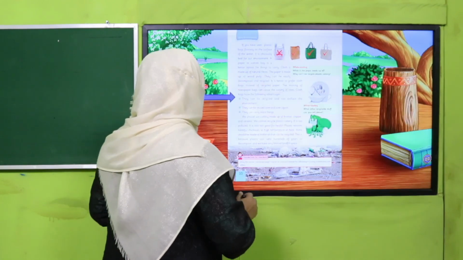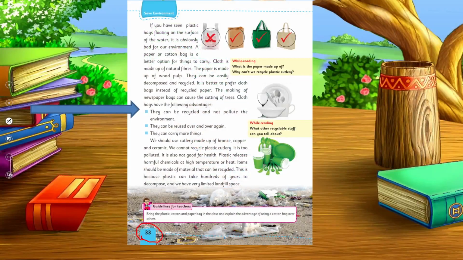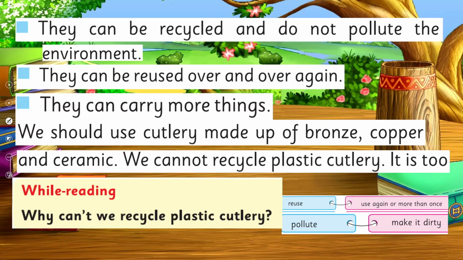So all of you open your book on page number 33. From this very point, the advantages of using cloth bag, we are going to read the text. So what are the advantages? Meaning, what are the benefits of using cloth bags? Here we go. Number one, they can be recycled. They can be used again and do not pollute the environment, right?